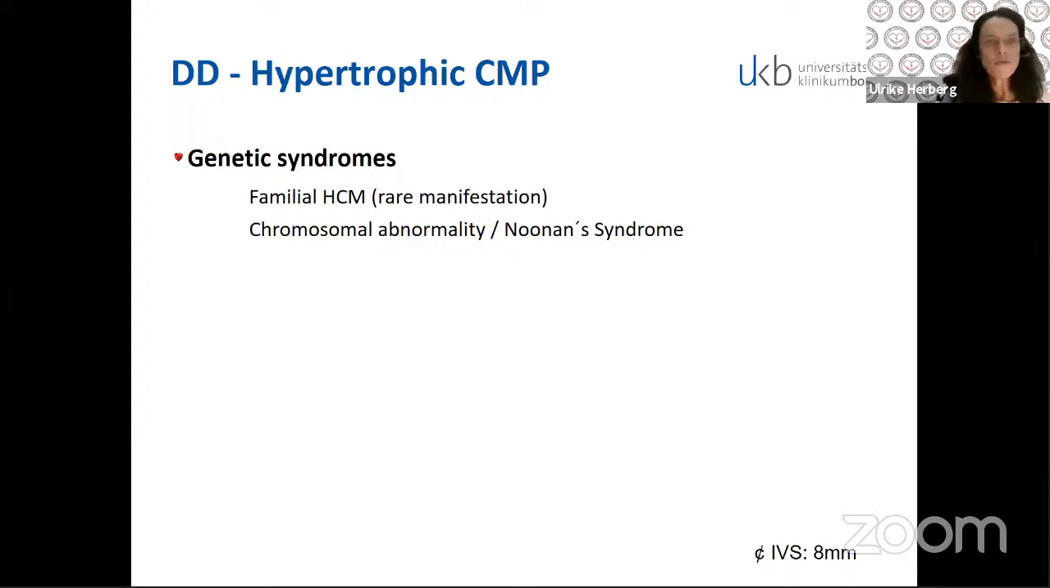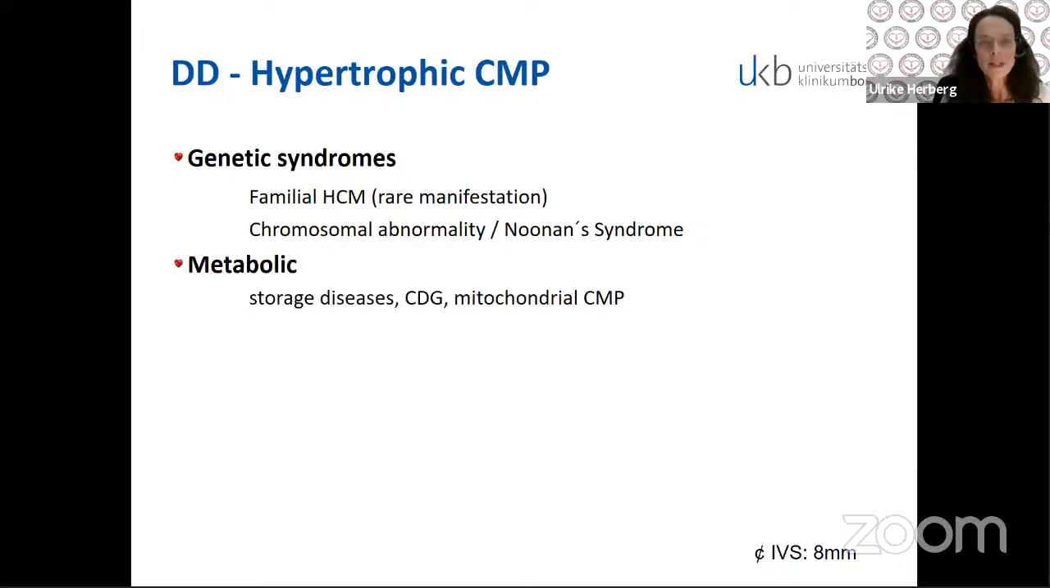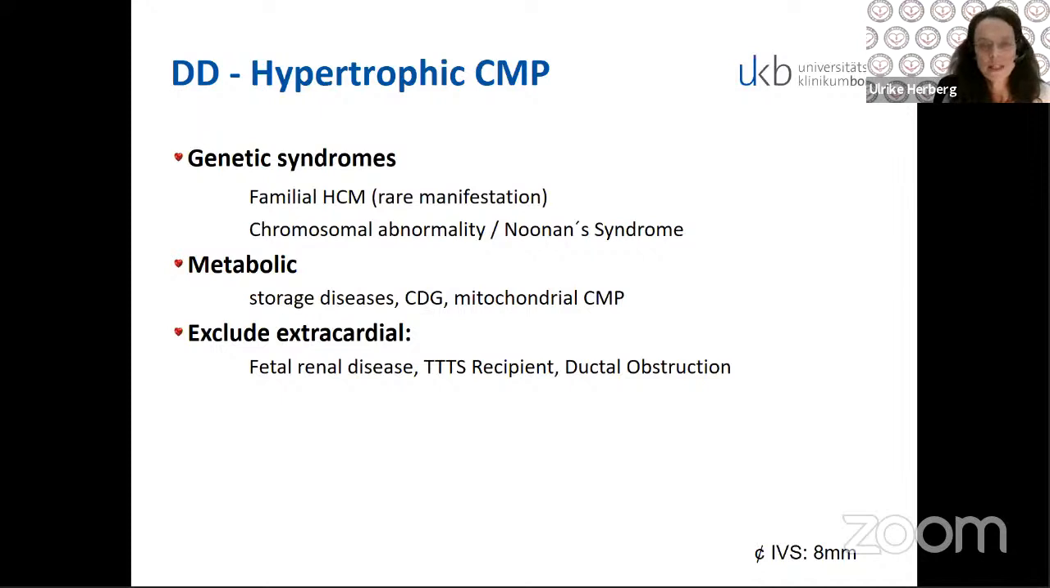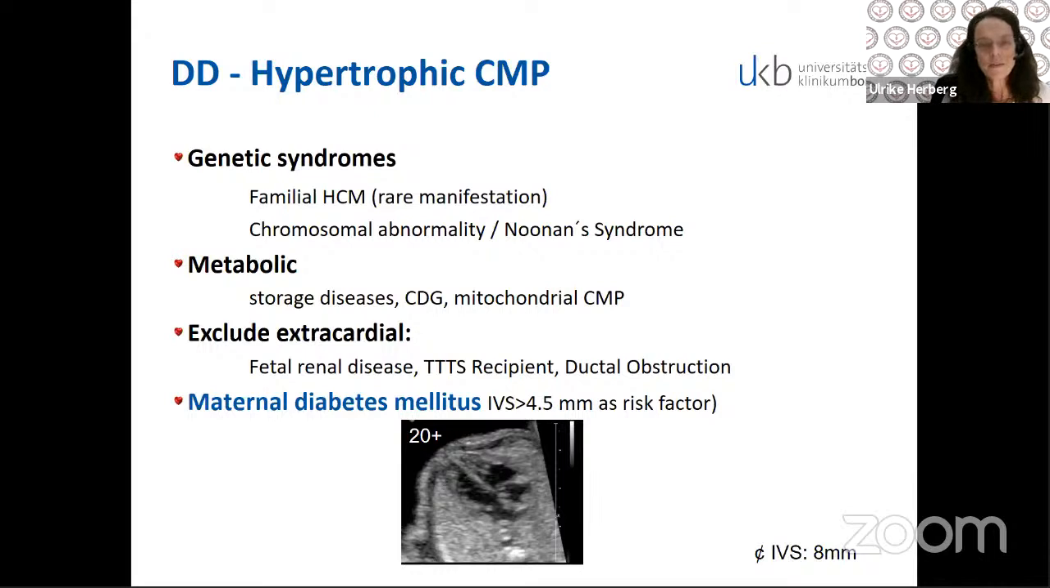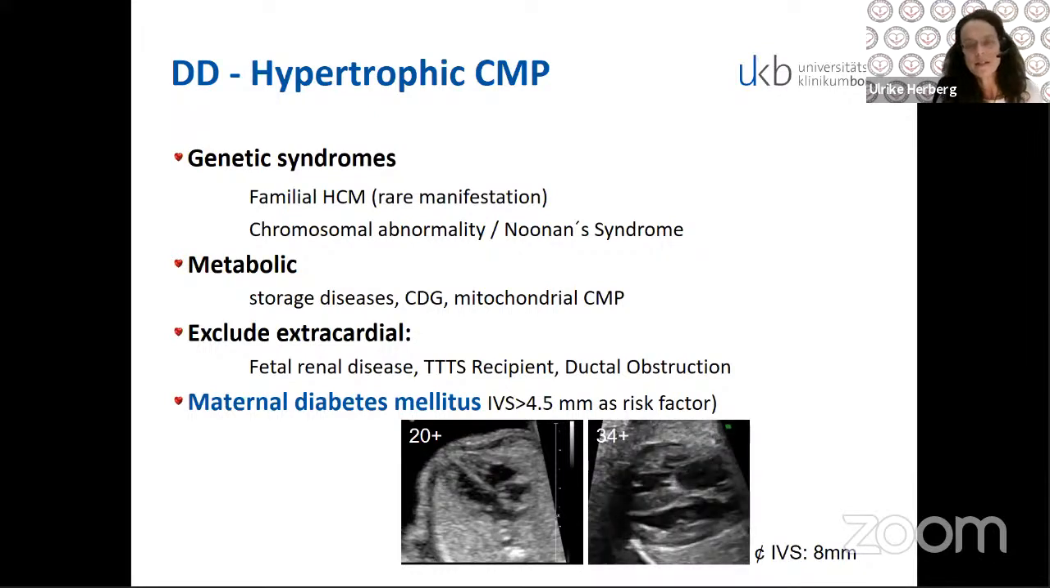So if we think about hypertrophic cardiomyopathy, we have to think about genetic syndromes, but familial hypertrophic cardiomyopathy is really rare. Chromosomal abnormalities and Noonan syndrome, metabolic disease. But, and this is very important, we have to exclude extracardiac disease, fetal renal disease, ductal obstruction, and which is more important, maternal diabetes. So this is a fetus with maternal diabetes at 20 plus weeks, and this is the same fetus at 34 plus weeks of gestation. And it's very important that such hypertrophy tends to occur late in pregnancy, typically beyond 30 weeks of gestation.